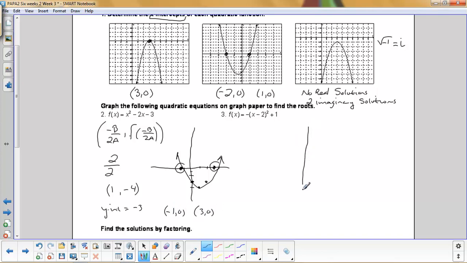Likewise, vertex form, much simpler, no stretch or compression, but there is reflection. We'll get to that in a second. Right 2, up 1, put your dot. Over 1, down 1, puts it there. Over 1, down 1, puts it there. Again, my parabola here, crudely drawn, is this solution and that solution, which is 1 and 3.